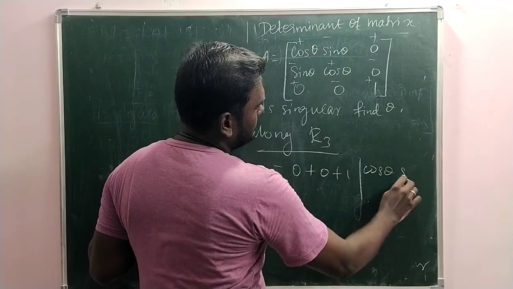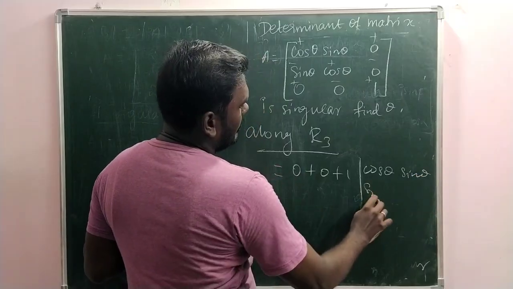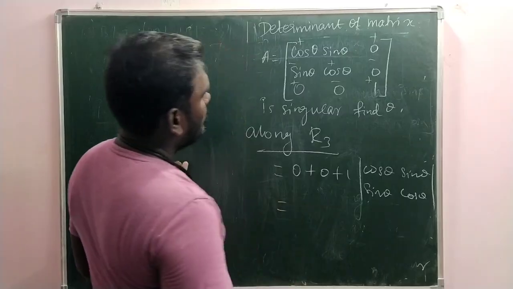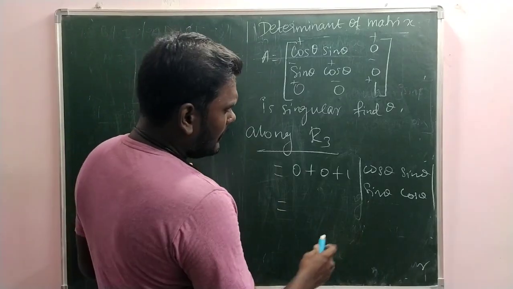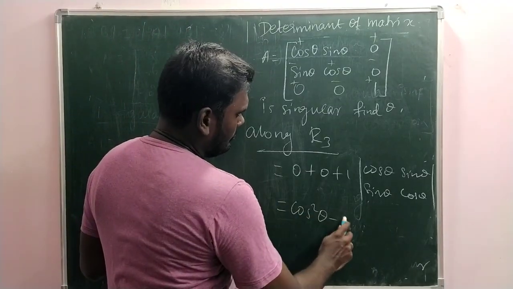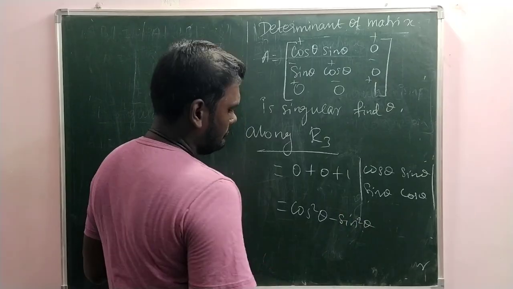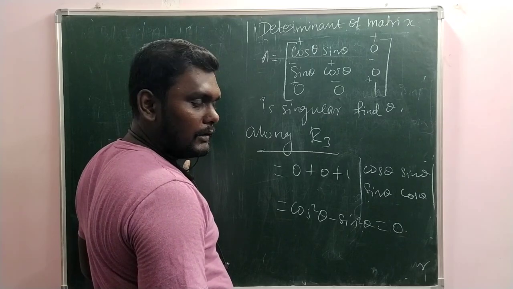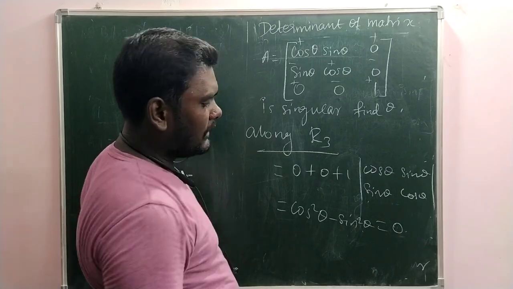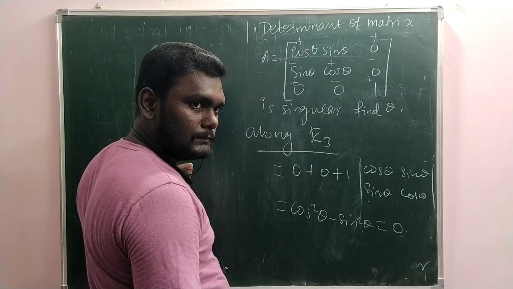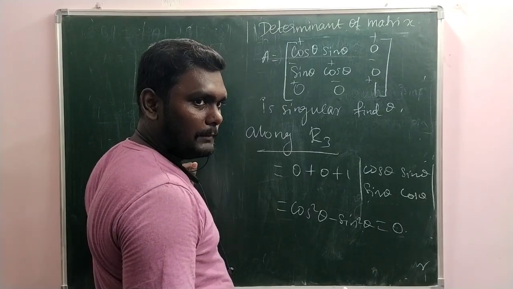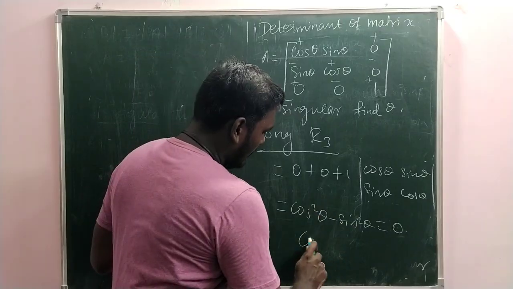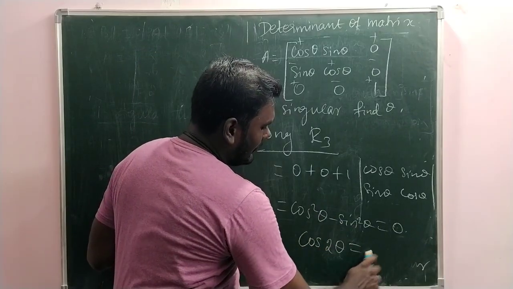Cos theta, sin theta; sin theta, cos theta. Okay. So this is, when you multiply, cos square theta minus sin square theta will come. So that value is equal to 0. Okay. So there is a formula. Cos square theta minus sin square theta means, what is the formula, you know? Trigonometric formula. No, it is cos 2 theta. We are saying all the things. Cos 2 theta is equal to 0.